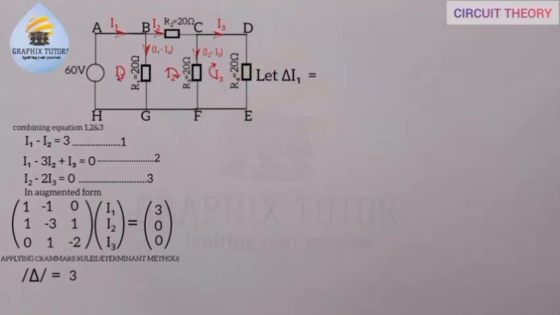The next thing we'll see is, let delta I1, now I'm using subscript I1 here as my value, be equal to. Now I'm going to remove the entire value from the first column here, the one belonging to I1, and replace it by what I have outside the equal sign, which is 300. So if I replace that, everything remains intact. I'll be having 300, minus 1, minus 3, 1, 0, 1, minus 2.